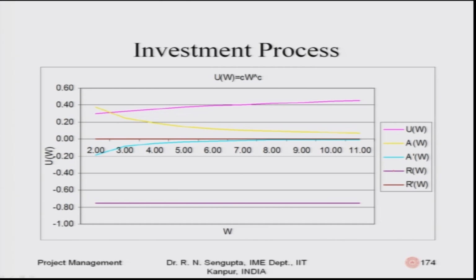I draw the curves. So, I have U, then A prime, R and R prime. If you see R prime, which was basically a constant value, it is as shown in the last curve where I am hovering my finger. So, this is basically the line for R prime.